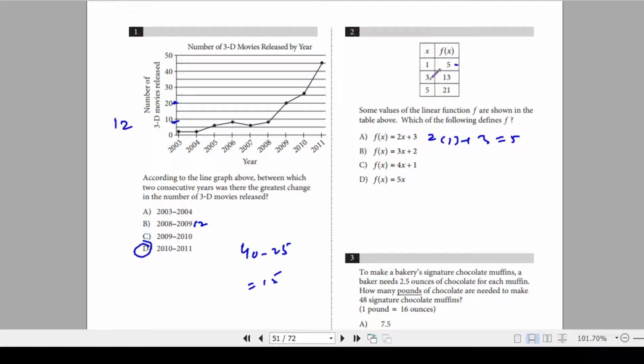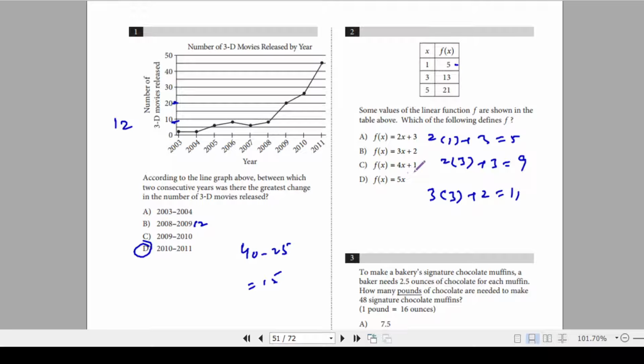So let's check the second one. Put 3 here. So 2x plus 3, we need to put 3. So 2 times 3 plus 3, that's 6 plus 3, 9. And that's not 13. That's not the option. So let's put it in this second one, 3x plus 2. x is 3. 9 plus 2, that's 11. So that's not 13. No, that's not your option either.